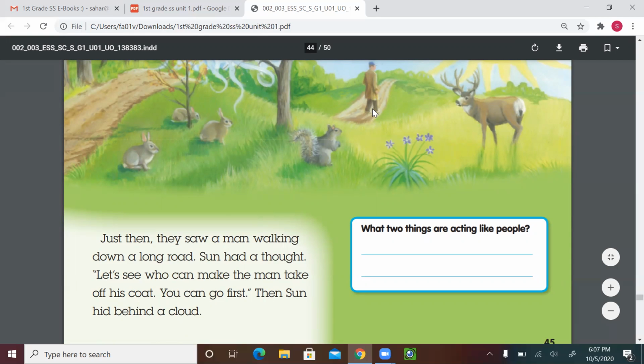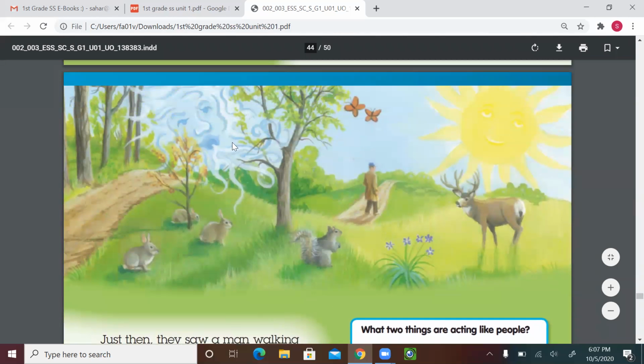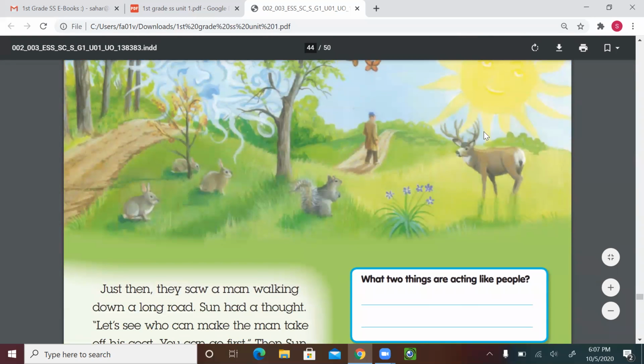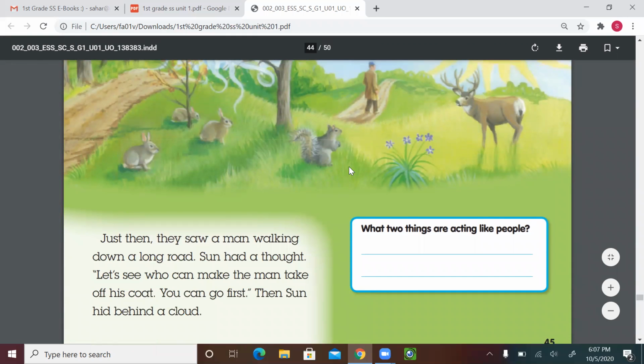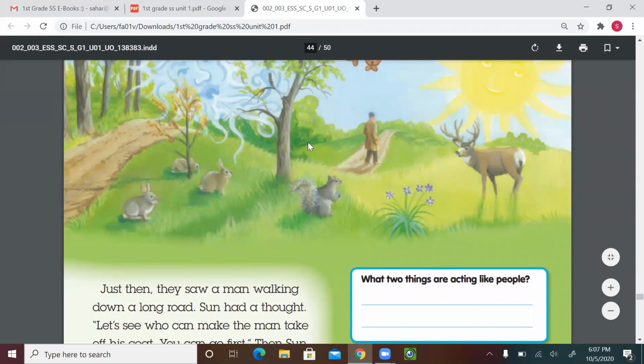So as you see, the man is wearing his coat, and on the previous page we learned that the wind and the sun were fighting over who was stronger. So the sun came up with an idea. You see this man walking, let's see who can make this man take off his coat. You can go first. Then the sun hid behind a cloud and told the wind, you can go first.